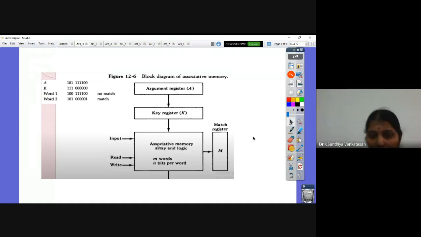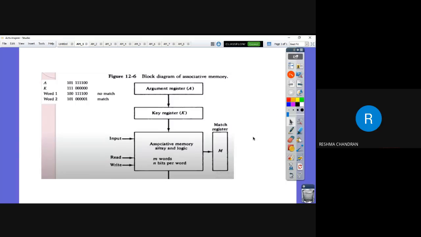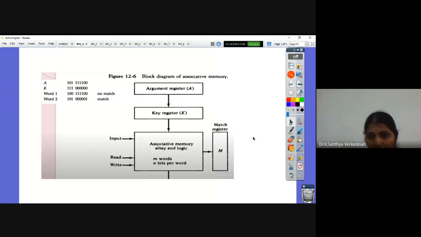Your argument register will contain the word we are going to search for. That particular word will be available in the argument register, and the key register will give you the mask. That is, we are not going to compare all the bits of the word. We'll be comparing only certain bits, isn't it? So all the other bits will be masked with the help of the key register. And finally, your match register will be set to 1.